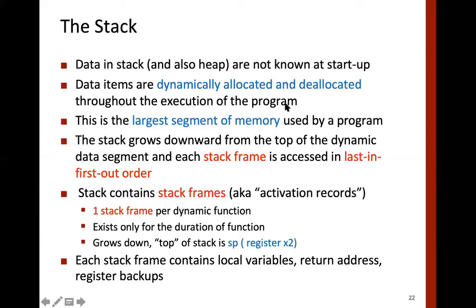It means that when you define a local variable, and we have seen in one of the classes, the visibility of a local variable is within that function, right? When the function execution is over, then the space can be used to keep some other variables, right? And this area, which is stack, is the largest segment of memory. So stack goes downwards that we have seen, and each stack frame is accessed in last in first out manner.